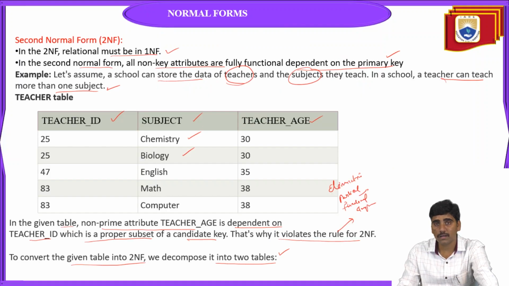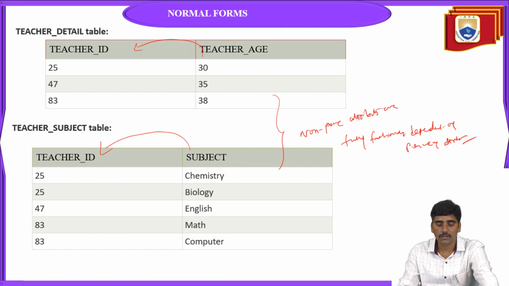Similarly, second normal form has functional dependence on the primary key, and all other non-primary attributes are fully functionally dependent. Here in the teacher details, teacher age and teacher subject are fully functionally dependent on teacher ID.